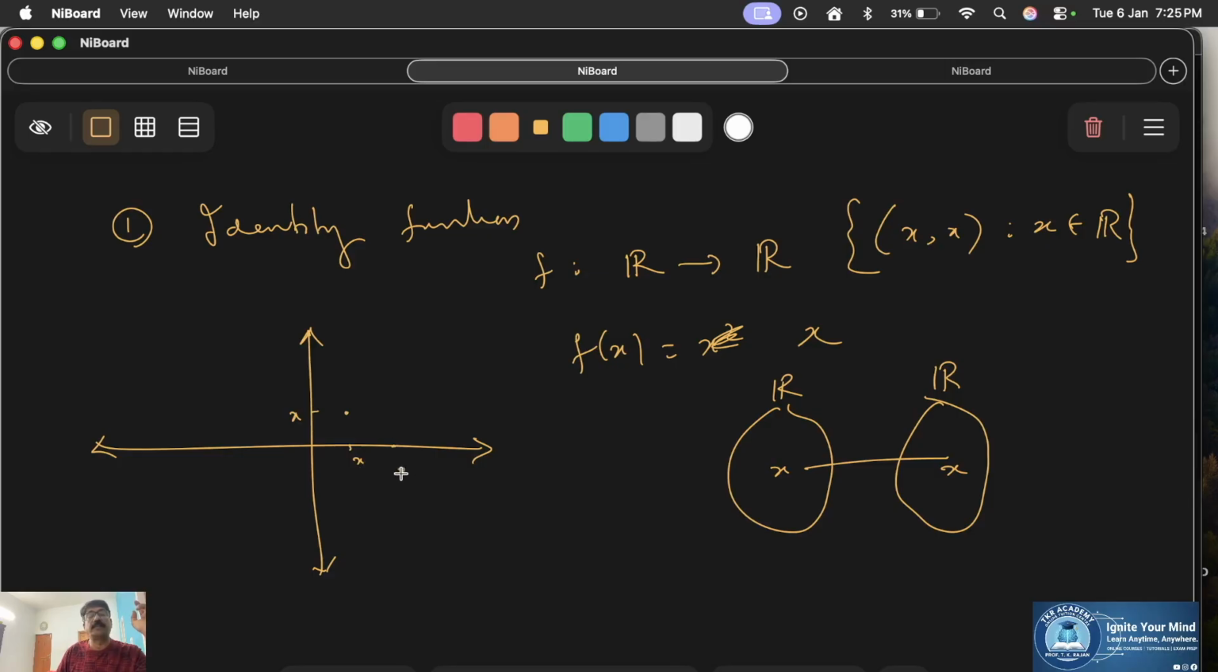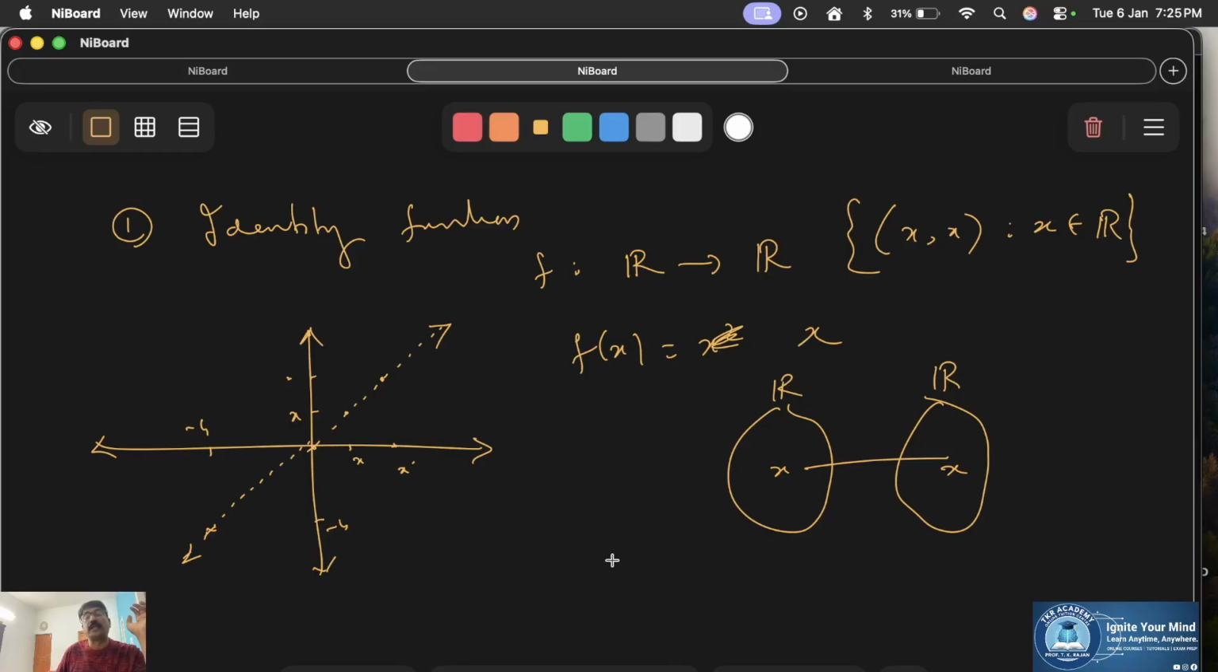If you take another x dash, its image is the same x dash. So we'll plot here. This way, if you take, for example, minus 4 here, then its image is also minus 4. So the point is here. Considering all these points, we draw a graph like this. This is the graph of the function. We say that it's a straight line passing through the origin.